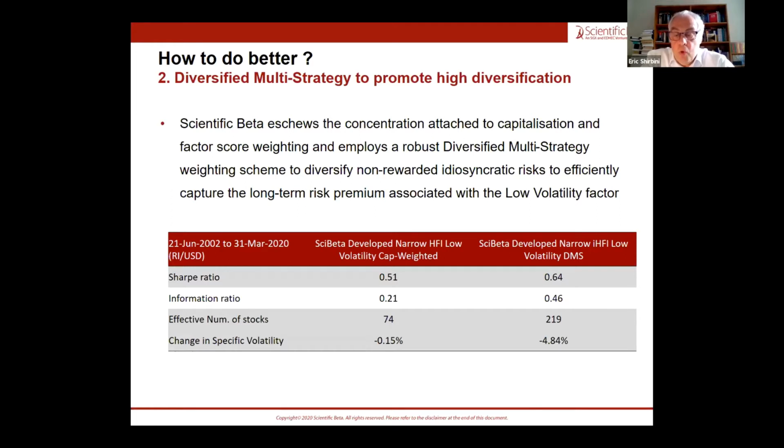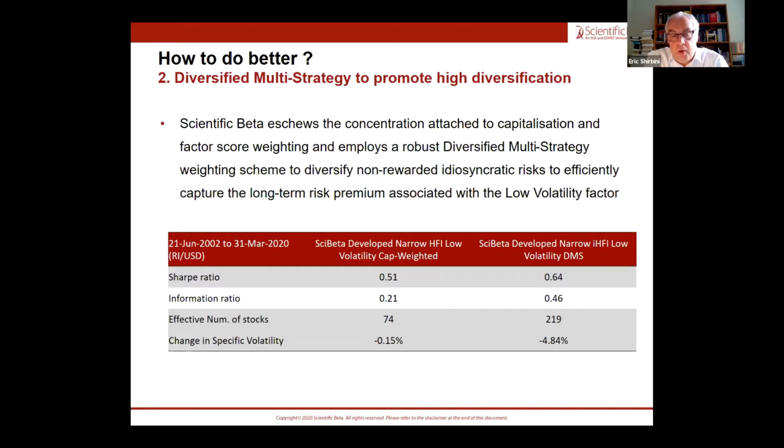Now, if you use a more diversified weighting scheme, which is what we show in the last column, the DMS, which stands for diversified multi-strategy weighting scheme, you end up with a much higher effective number of stocks. So your low volatility exposure doesn't come from a very narrow range of low volatility stocks. It comes from a much broader range of low volatility stocks. And just because you've diversified across a broader range doesn't reduce your exposure or your risk-adjusted return.